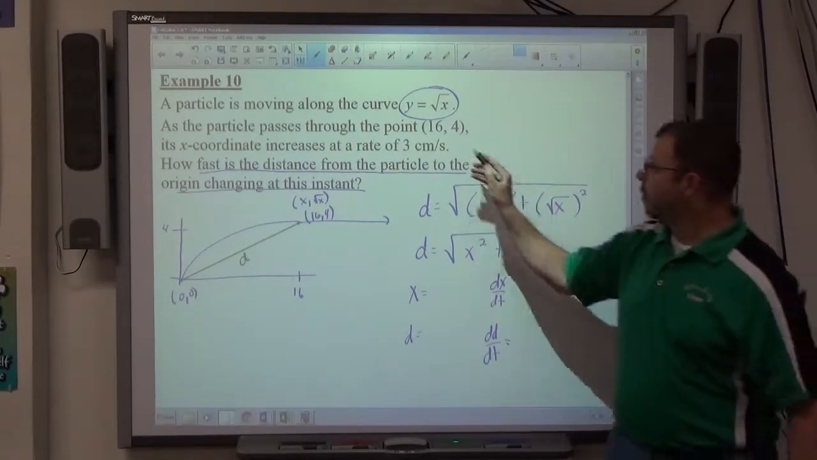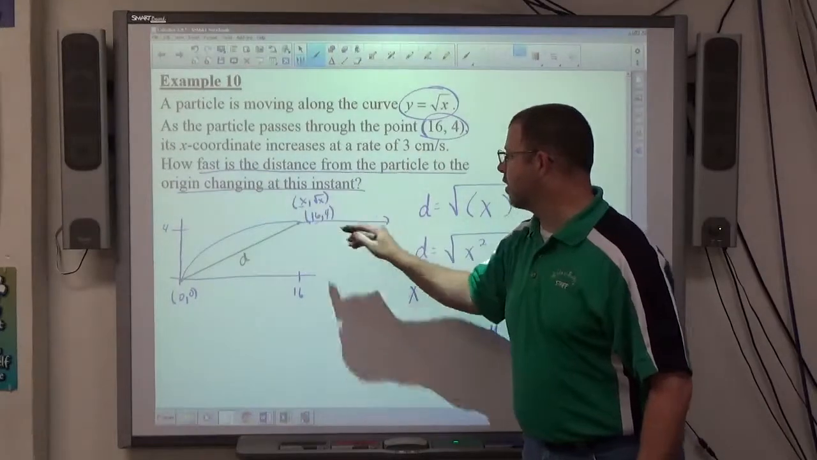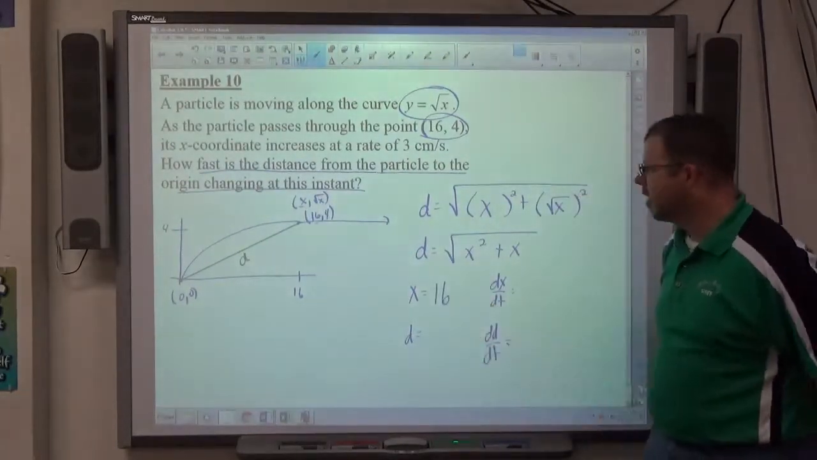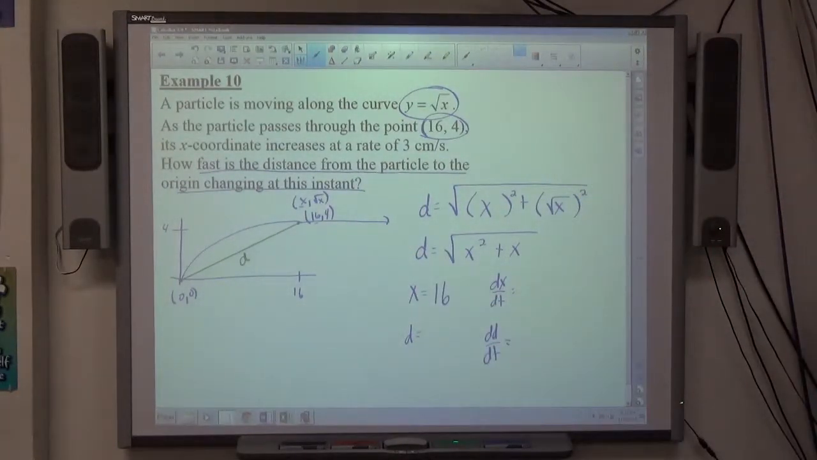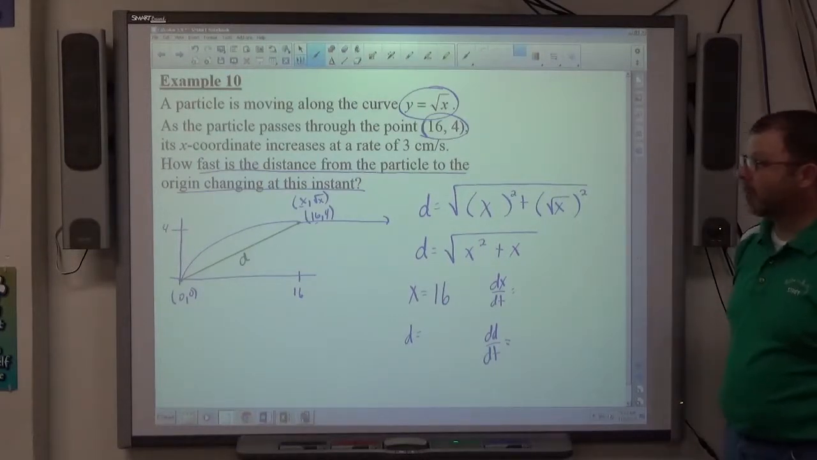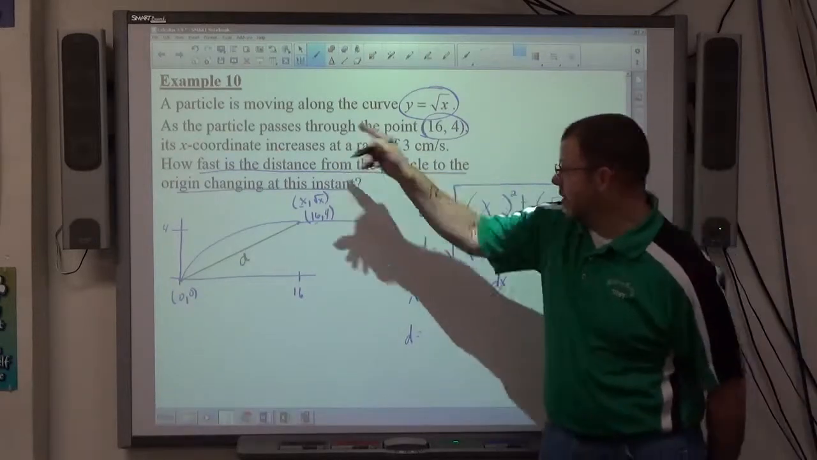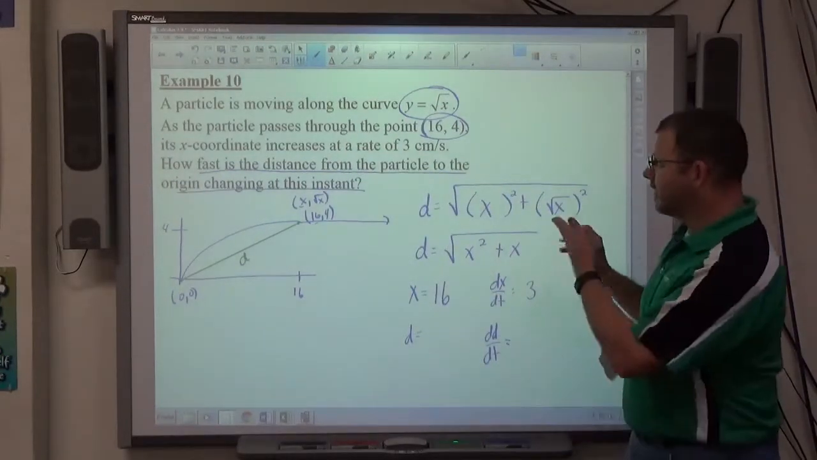16. The point is (16, 4), and x is the first number in that. So 16 is x. What is dx over dt? 3. Is it positive 3 or negative 3? Positive. How do we know it's positive? It says increasing, so positive 3, and it's centimeters per second.